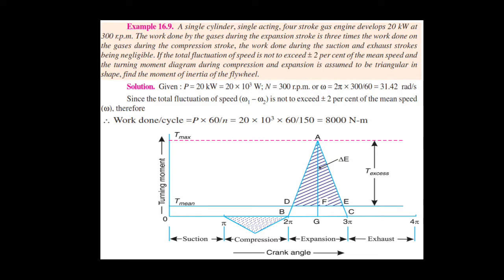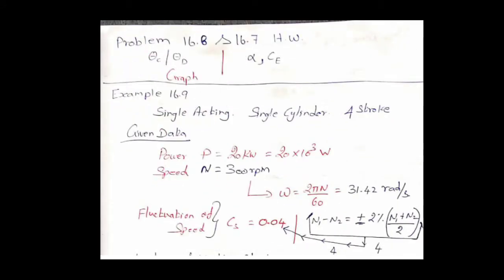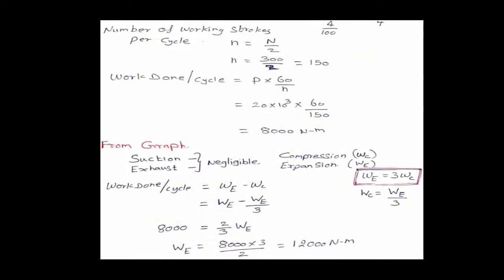Work done per cycle is P into 60 by N. This is the formula discussed earlier in the formula session. Power is equal to 20 kilowatt, N is equal to 300 rpm, Cs is equal to 0.04. The number of working strokes per cycle: here it is a 4 stroke engine, so small n is equal to capital N divided by 2. For a 2 stroke, no need to divide by 2, small n is equal to capital N. The work done per cycle is equal to P into 60 divided by N.